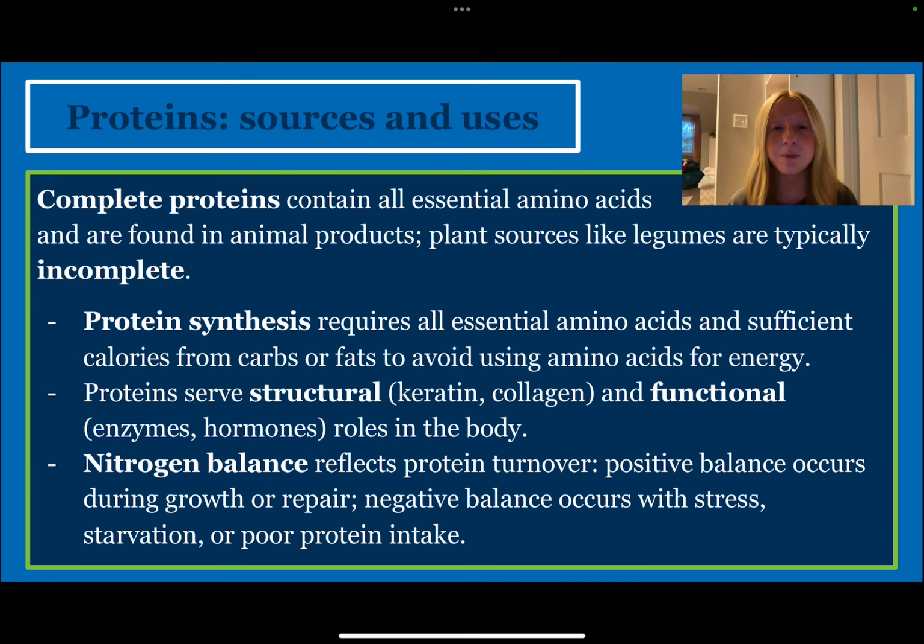Proteins. Complete proteins contain all essential amino acids, and they are found in animal products. Plant sources, like legumes, are incomplete. Protein synthesis requires all essential amino acids and sufficient calories from carbs or fats to avoid using amino acids for energy. Proteins serve structural and functional roles in the body. Nitrogen balance reflects protein turnover. Positive balance occurs during growth and repair, and negative balance occurs with stress, starvation, or poor protein intake.